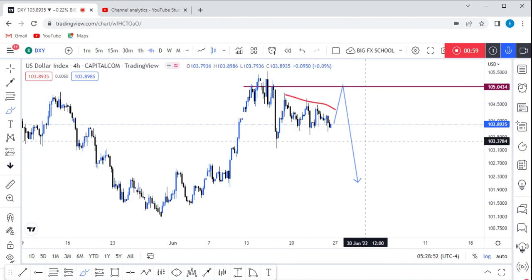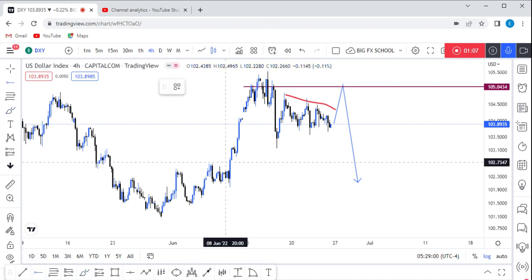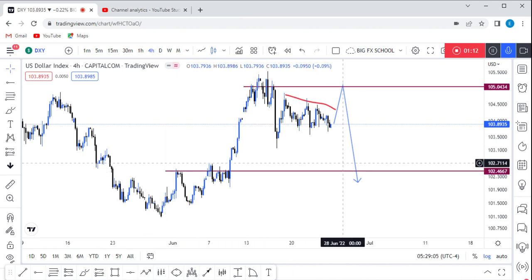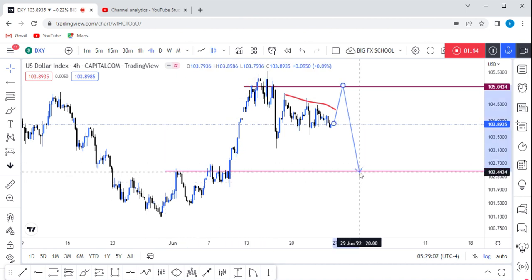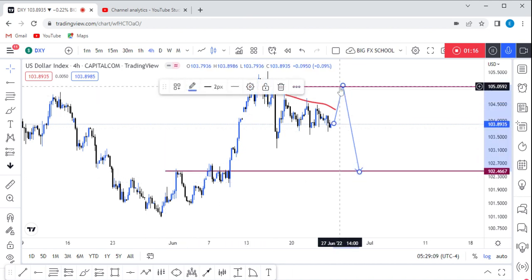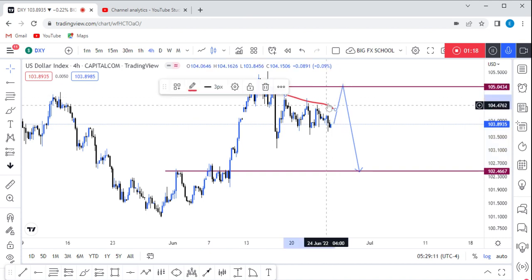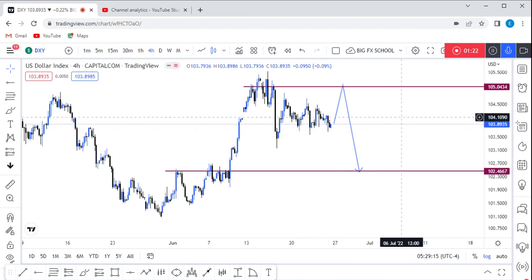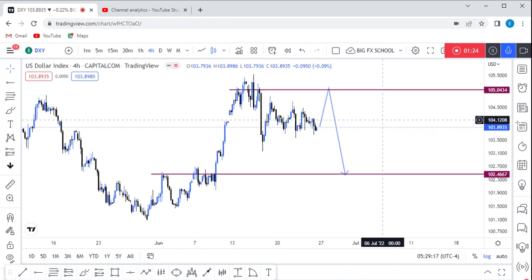So all USD pairs, USD will be falling. Okay, so we are expecting the market to fall at least to this level here. So we need to wait for the market to go to our zone here so that we can short the market.